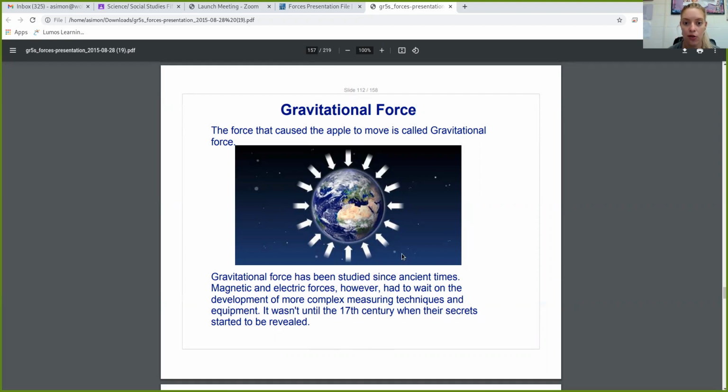All right, so go ahead: gravitational force has been studied since ancient times. Like we said, it's been studied since way back, because obviously scientists and people could see that when they dropped something, it fell to the Earth, and they wanted to know why.